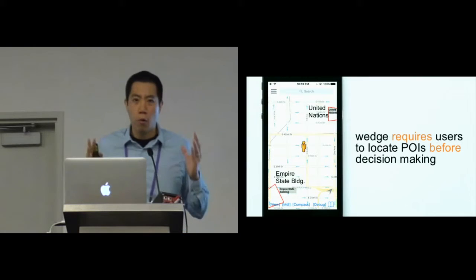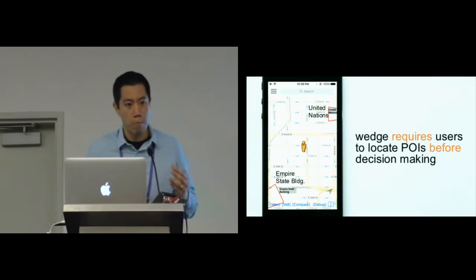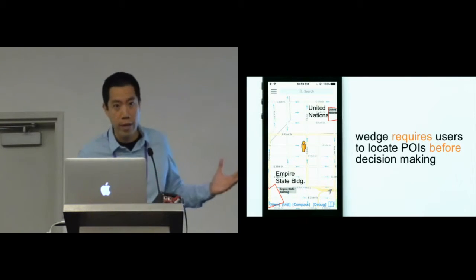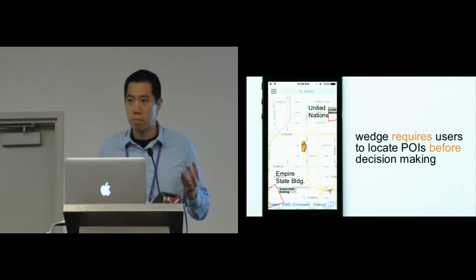However, Wedge also requires users to estimate the location of those POIs before those POIs can be used to support decision making. For example, one must first estimate the location of the United Nations and the Empire State Building before one can decide which one is closer and by how much.